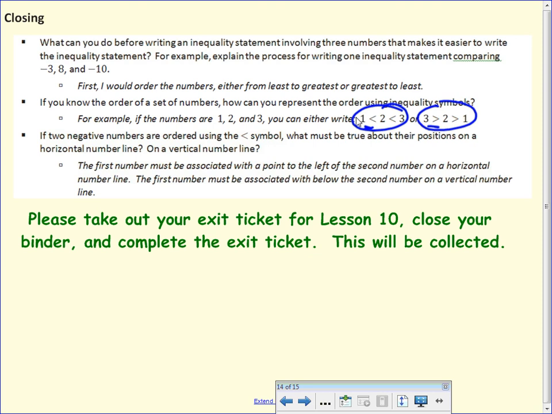What about on a vertical number line? 2 negative numbers on a vertical number line. Which one has the larger value? The one closest to 0. So the one that's on the bottom has the lesser value.